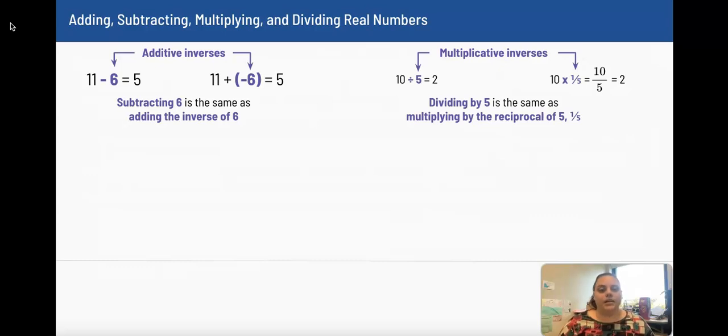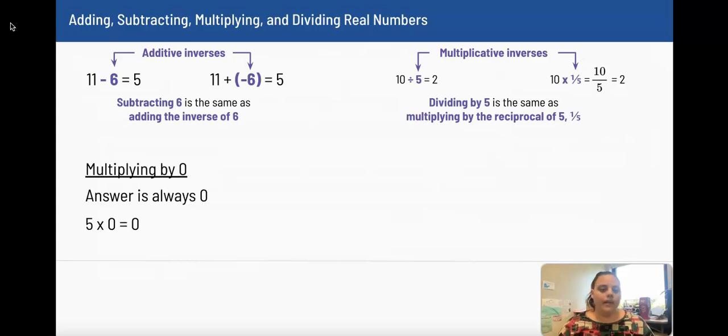So here are a couple examples. Additive inverse, showing that subtracting 6 is the same as adding -6. And multiplicative inverses, showing that dividing by 5 is the same as multiplying by 1/5. You end up getting the same answer of 2.